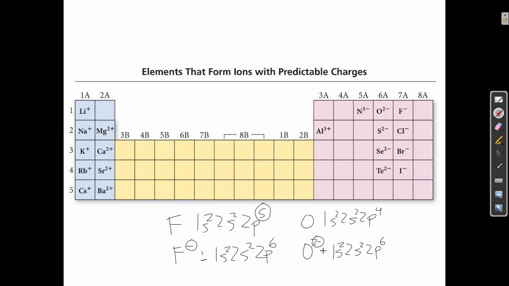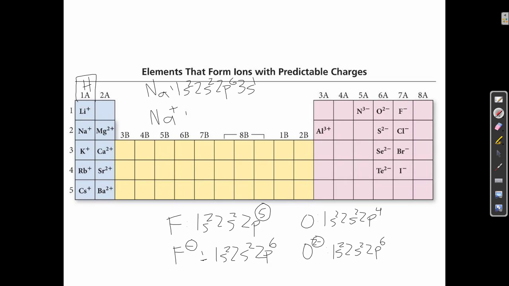Let's do another one. Let's look at sodium. Sodium is 1s2, 2s2, 2p6, 3s1. So here's sodium in the third row, or it looks like the second row because hydrogen's up here. Third row, 3s1. So sodium, when it becomes Na+, what happens to it?